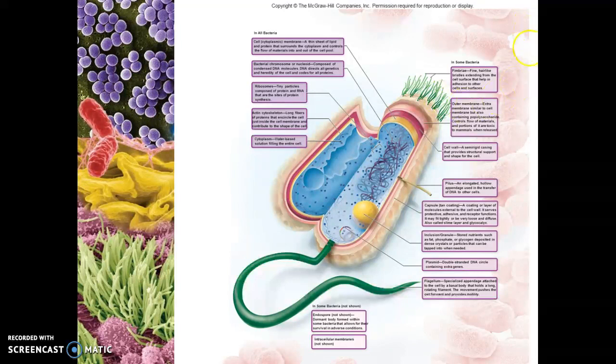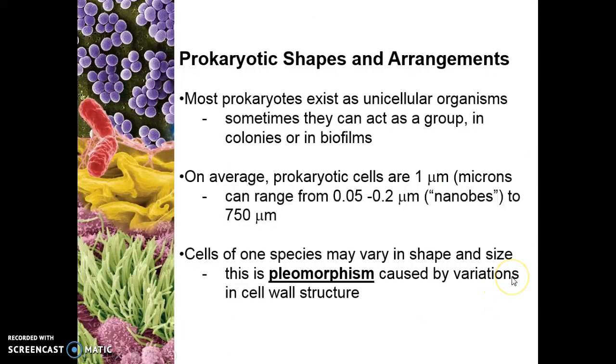So go through all of these different boxes and be able to put them in the right spot. Is the material found in all bacteria? Is it found in just some bacteria cells? All right. And then the prokaryotic shapes and arrangements.